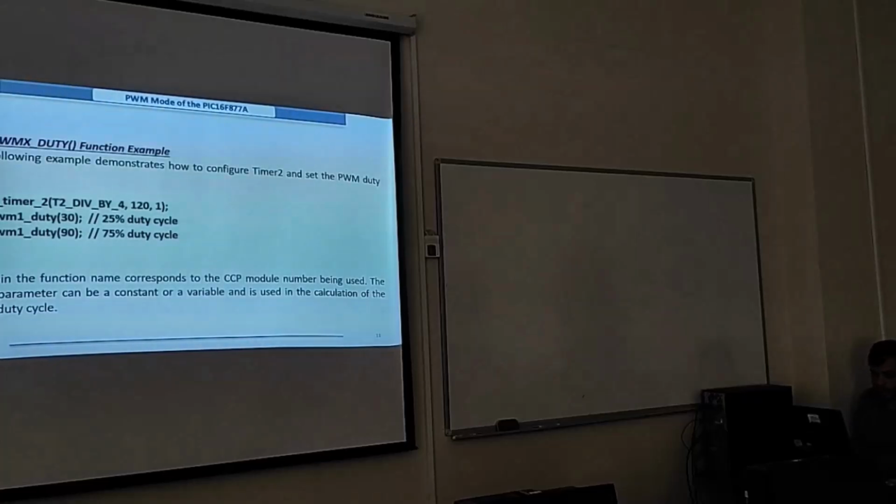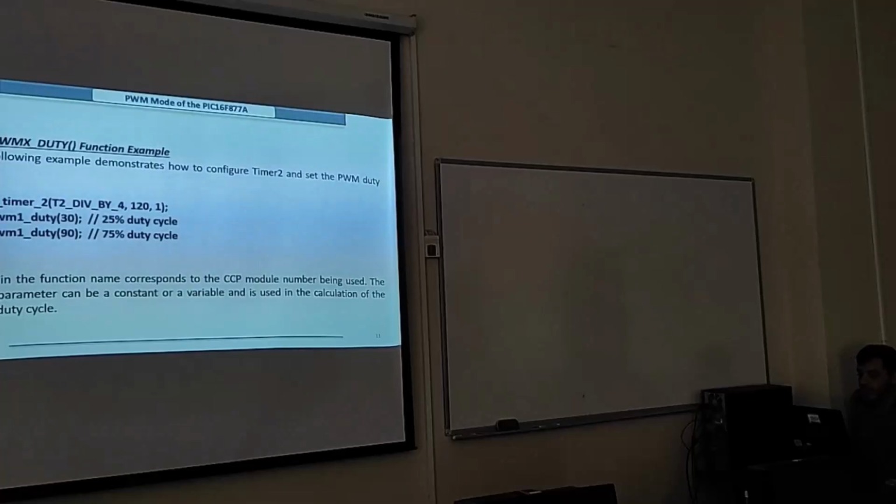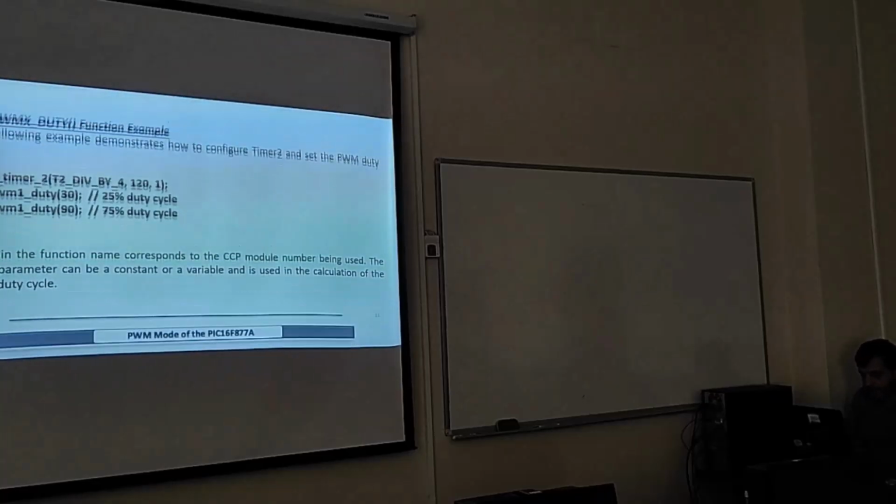For example, after configuring timer 2 with the command in the first line, if we call the command in the second line, we get a 25% duty cycle. If we call the command in the third line, we obtain a 75% duty cycle. In this way, we can control the speed of the motor directly through software.